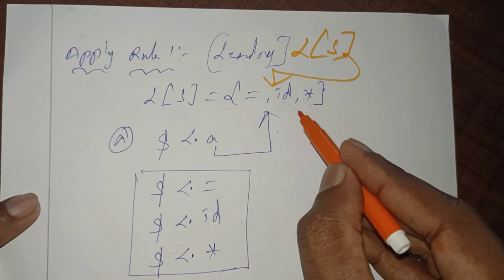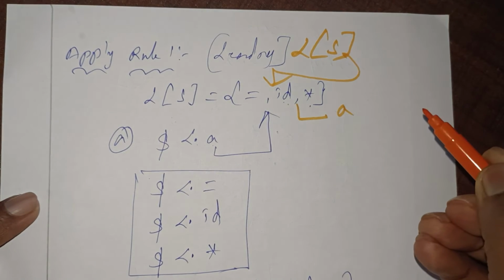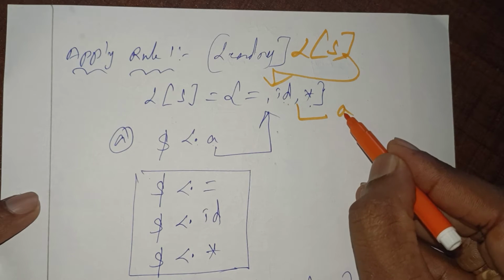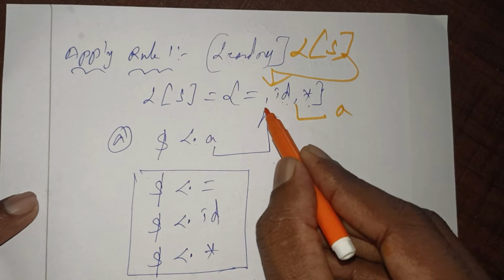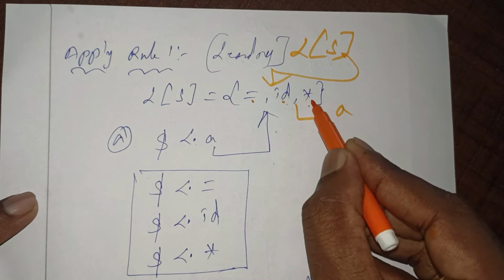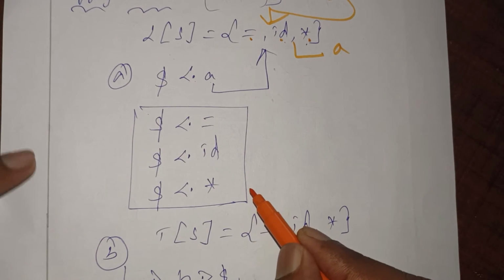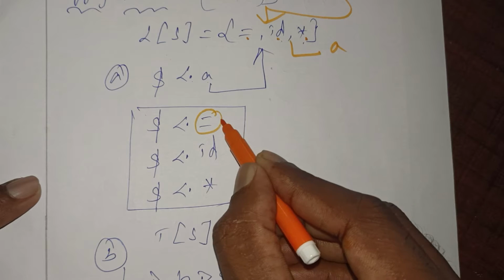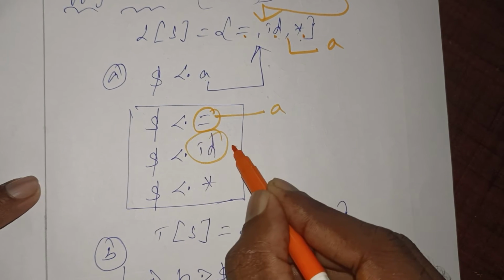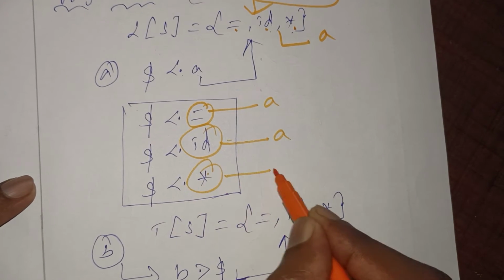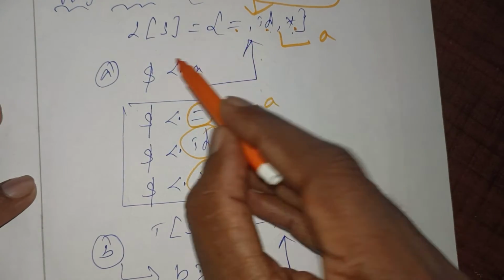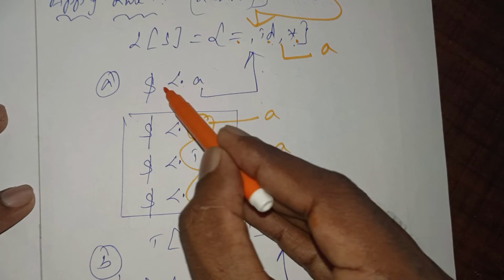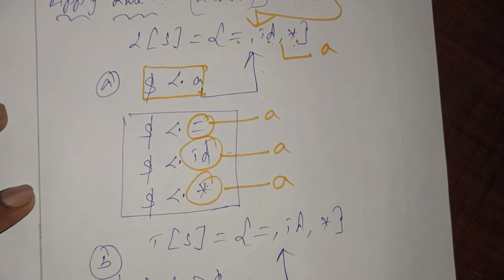So now you can find this is small a. What is dollar? Dollar is a rule which is applicable here. How many small a values do we have? Equal to, ID and asterisk. So apply that with this dollar. Now dollar leading a initially represents equal to, this is a, and after that it represents ID, and after that asterisk. So all the values of leading of S are taken as small a and applied in this particular rule. I hope you understand.